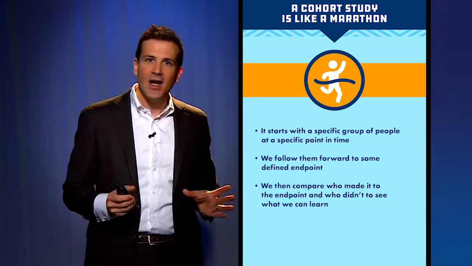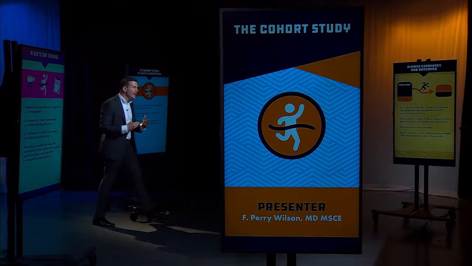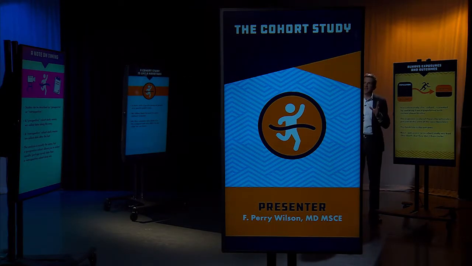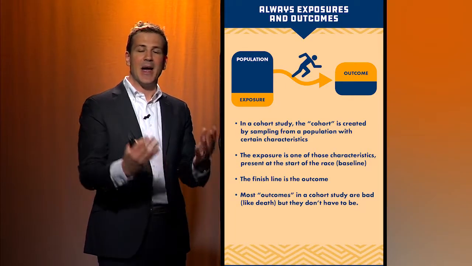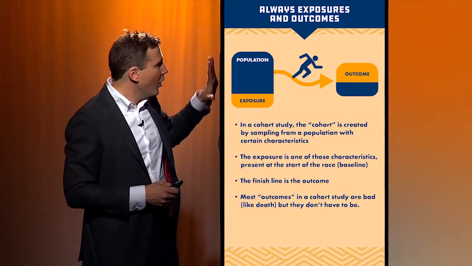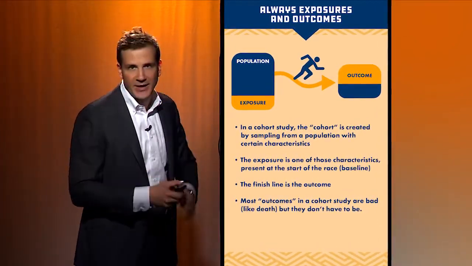That is the essence of a cohort study, and we'll talk now a little bit about how it's going to work in the medical world. Everything is always tied to exposures and outcome. Remember, exposure is something about the patient or that we do to the patient, and outcome is what happens to them. In a cohort study, we start with a broad population of people.